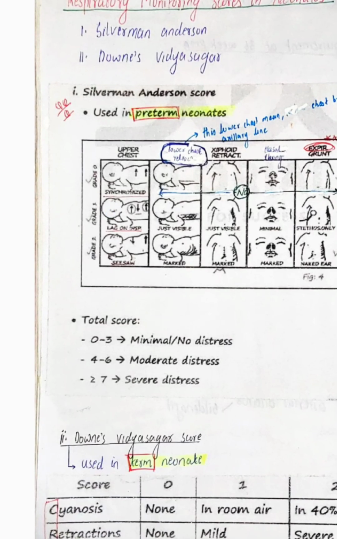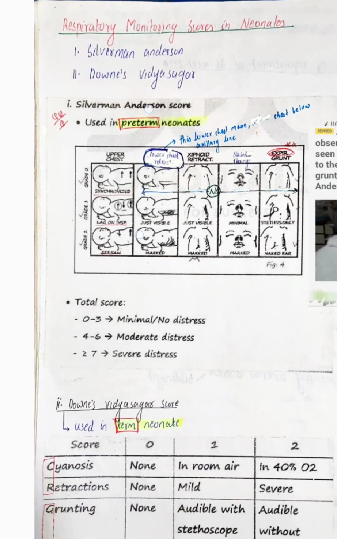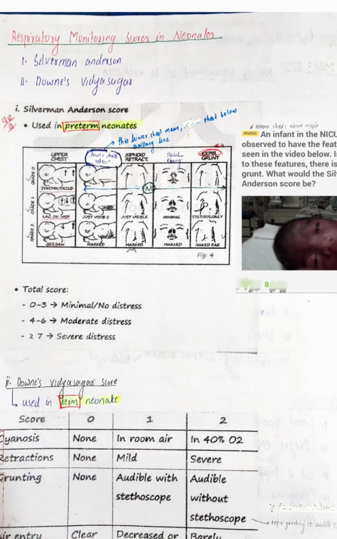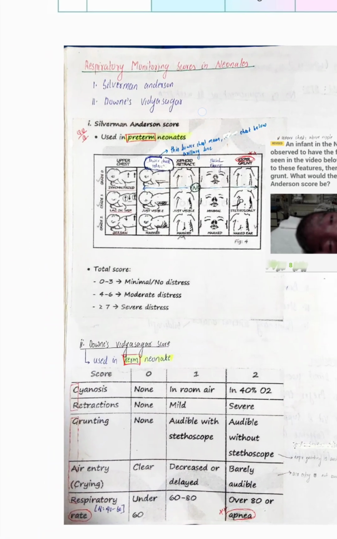In the Silverman Anderson score, the parameters are three retractions: upper chest retraction, lower chest retraction, and xiphoid retraction. Since there is retraction, there will be grunting, and it's expiratory grunting. Plus there will be nasal flaring. In the Downey Vidyasagar score, the parameters mnemonic is CR GRA.